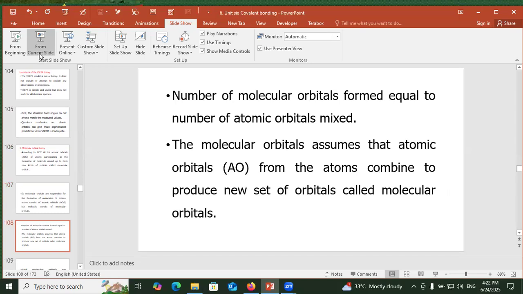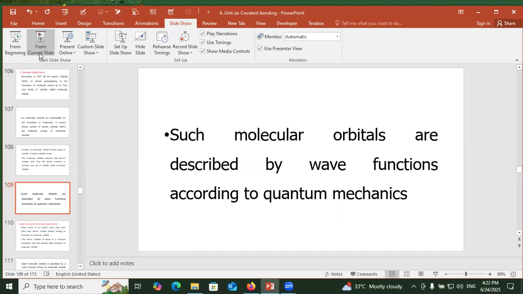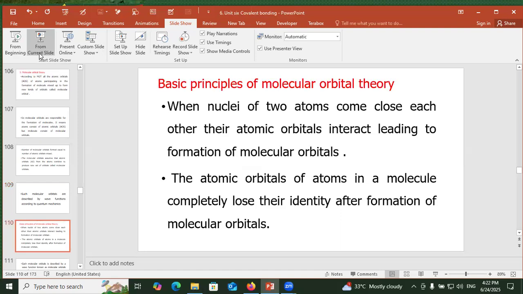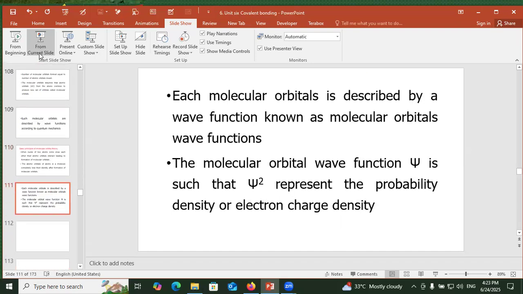The number of molecular orbitals formed is equal to the number of atomic orbitals mixed. Atomic orbitals from the atoms combine to produce a new set of orbitals called molecular orbitals. Such molecular orbitals are described by wave functions according to quantum mechanics. Basic principle of molecular orbital theory: when the nuclei of two atoms come close to each other, their atomic orbitals interact, leading to the formation of molecular orbitals. The atomic orbitals of atoms in a molecule completely lose their identity after formation of the molecular orbitals.